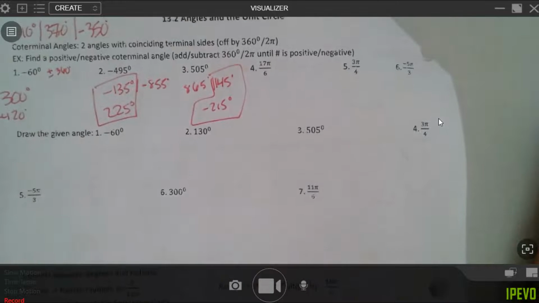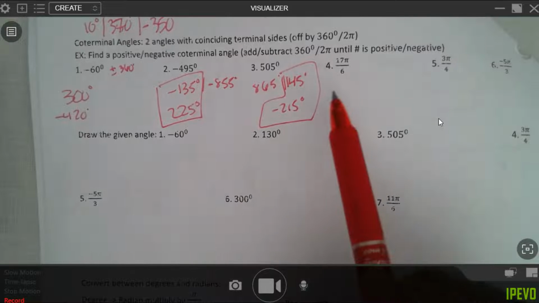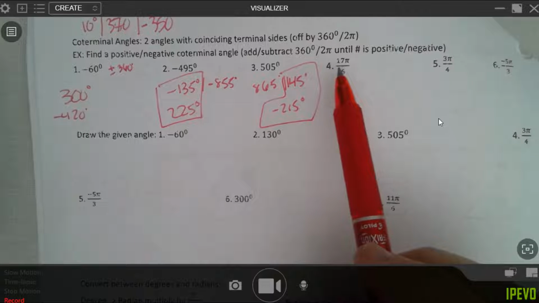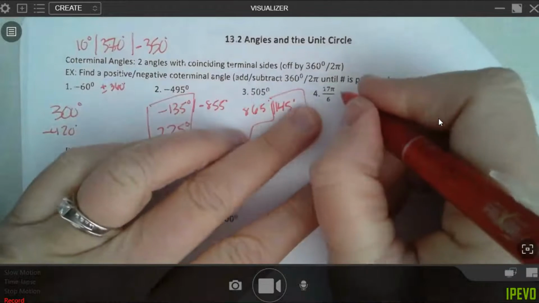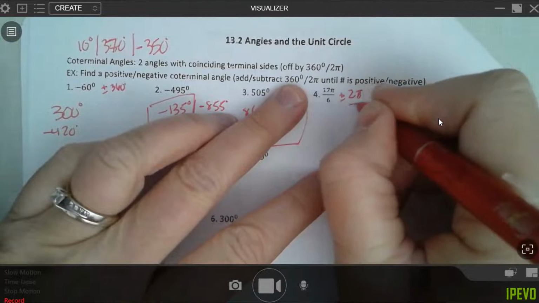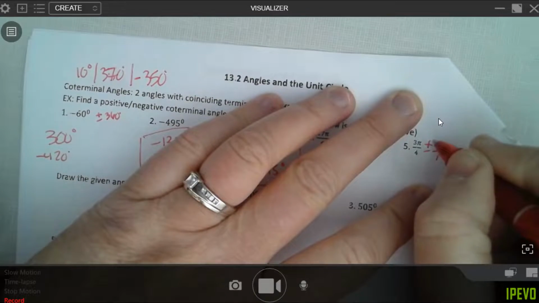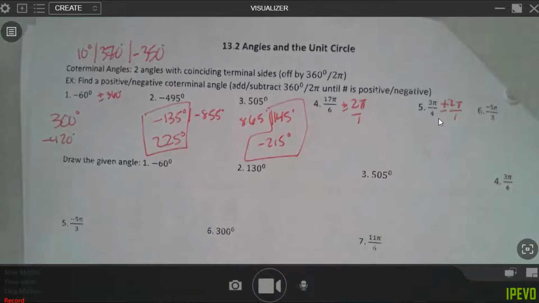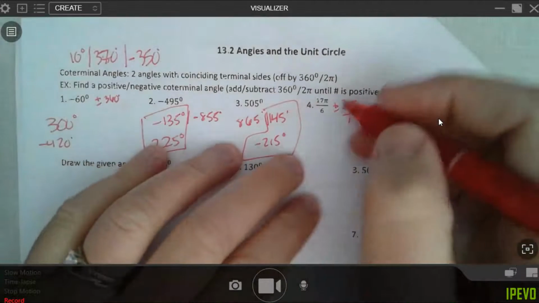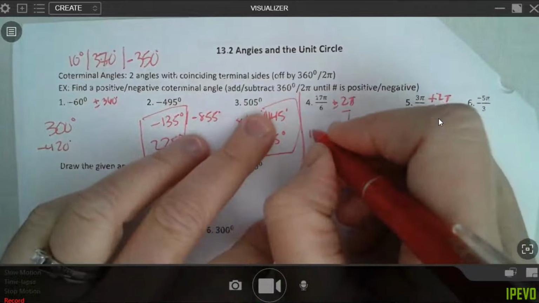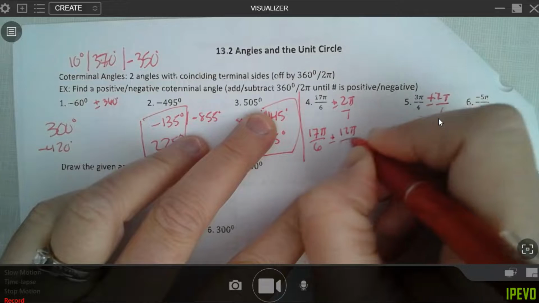Now you have to know that to do these angles right here, we're going to learn in a second, but 360 degrees is the same as 2 pi radians. So I have to add and subtract 2 pi over 1 to these. All right, so when we're adding and subtracting fractions, you need a common denominator. So really multiply top and bottom by 6 to get 12. So I'm really adding and subtracting 12 pi over 6.